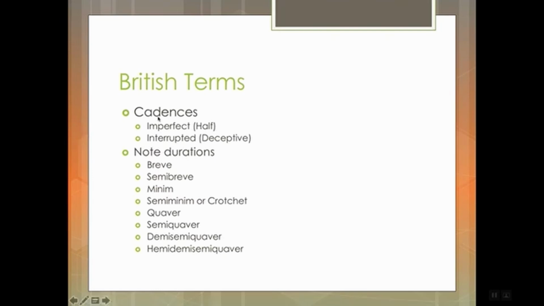And then last here, in terms of note durations, if you've taken music history courses, you know some of these terms. Breve, semibreve, minim, semiminim. Crotchet is the British term for semiminim, meaning semiminim is the older term and crotchet is what they call it today. This is a quarter note. Quaver is an eighth note. Semiquaver is a sixteenth note, I think. Anyway, minim is whole note for us. Well, no, minim is half note. Semibreve is whole note. Breve is double whole note.